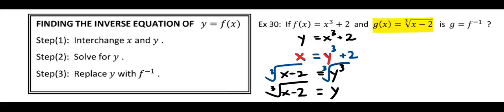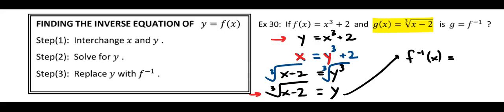Last step, so we don't confuse the function in the beginning with the calculation at the end, we want to replace y with f inverse. So this will leave us with f inverse of x is going to equal to cube root of x minus 2. So we have just calculated the inverse of f of x.